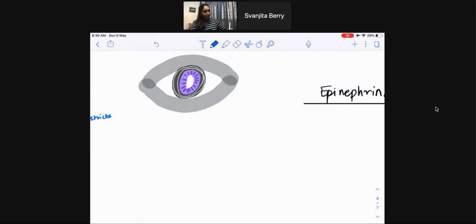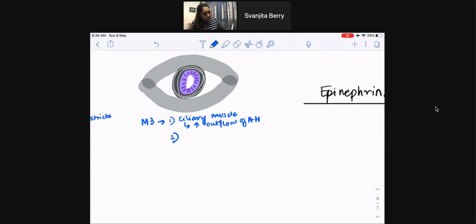Coming to our eye, again, we know it's going to be M3. In our eye, the parasympathetic affects two different muscles. The first one is the ciliary muscle. By contracting the ciliary muscle, it helps us increase the outflow of aqueous humor in the eye. This can be a potential treatment for someone who has glaucoma. So one of the drugs you could give is probably an M3 agonist in the eye.